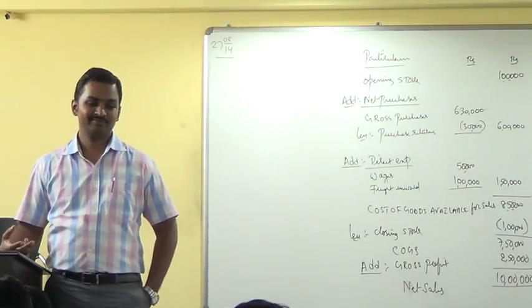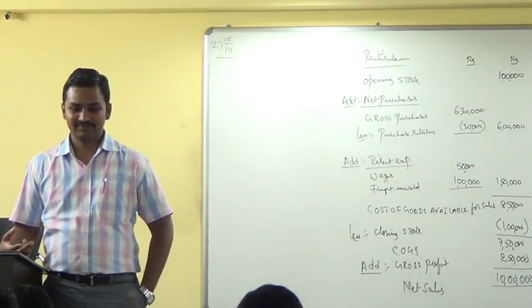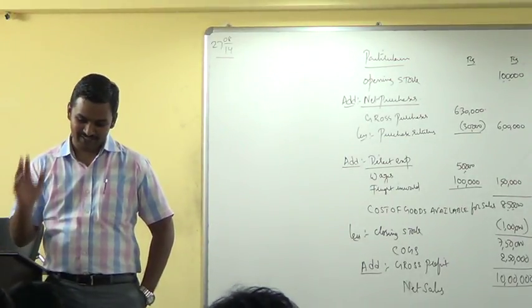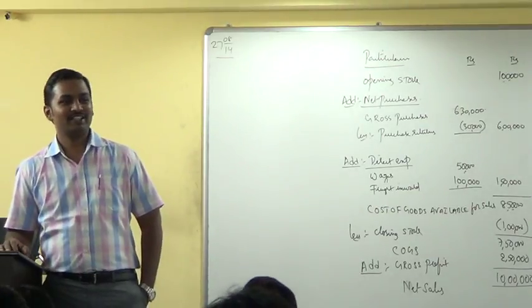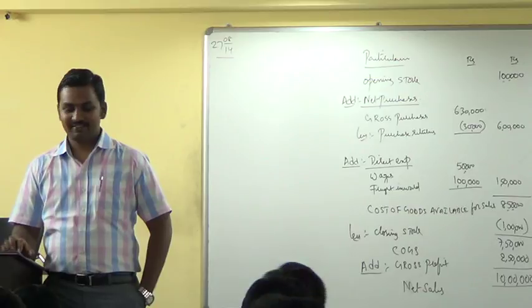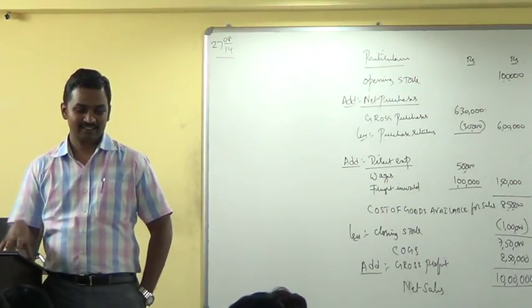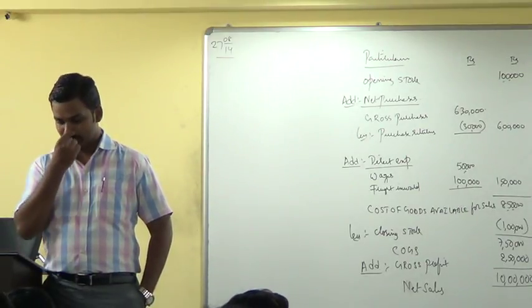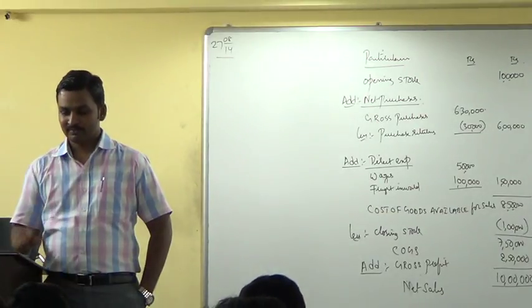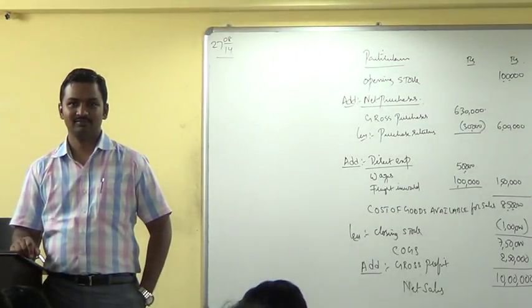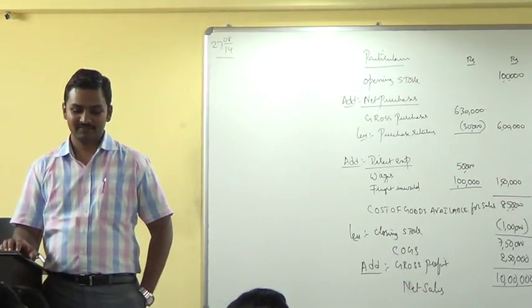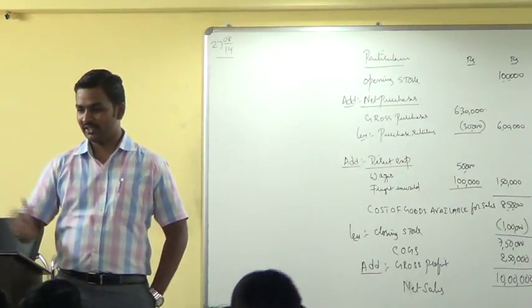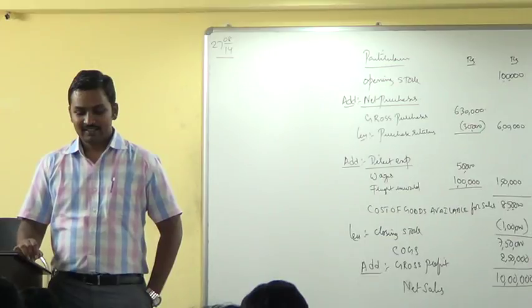Freight inward, debit balance 50,000. Right. Wages, 1 lakh. Carriage inward, 50,000. Some goods have come by ship and some goods have come by trucks. Okay.